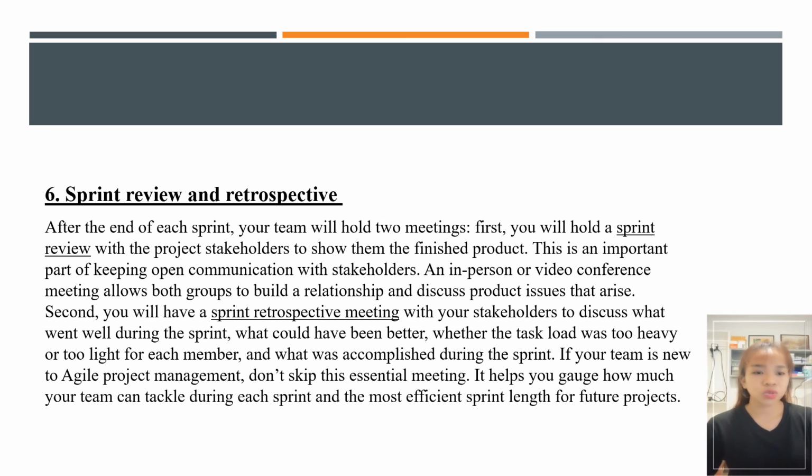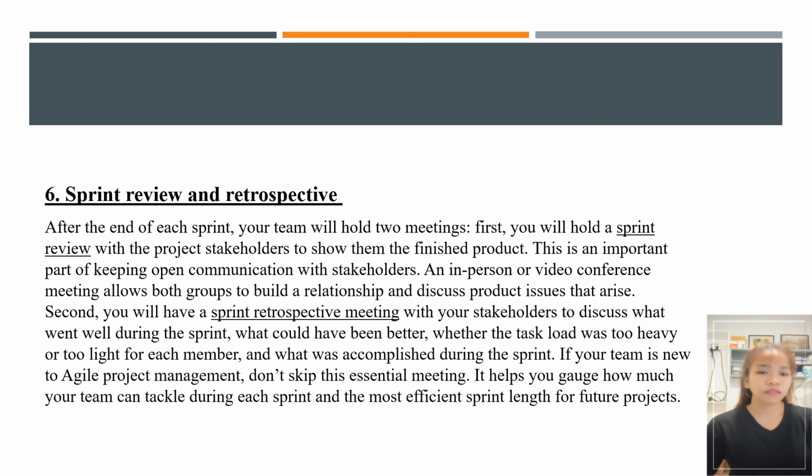Number six, sprint review and retrospective. After the end of each sprint, your team will hold two meetings. First, you will hold a sprint review with the project's stakeholders to show them the finished product. This is an important part of keeping open communication with stakeholders. An in-person or video conference meeting allows both groups to build a relationship and discuss product issues that arise.